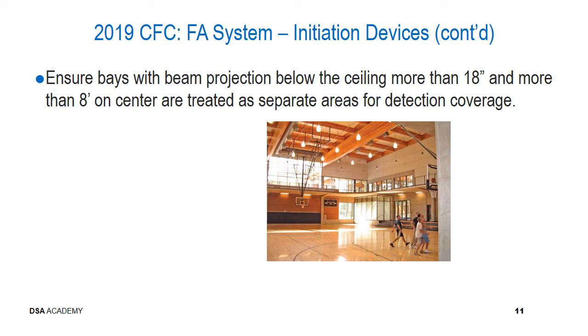NFPA 72, Section 17.6.3.3.1.3 states that where the beams project greater than 18 inches below the ceiling and are greater than 8 feet on center, each bay formed by the beams shall be treated as a separate area.